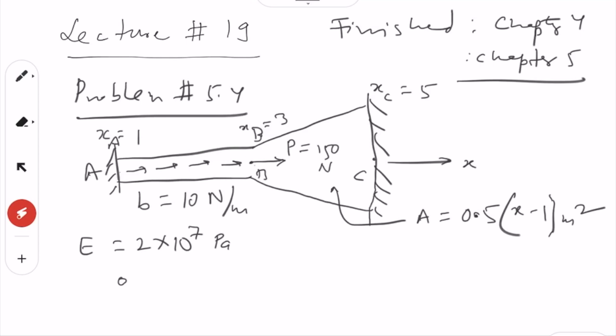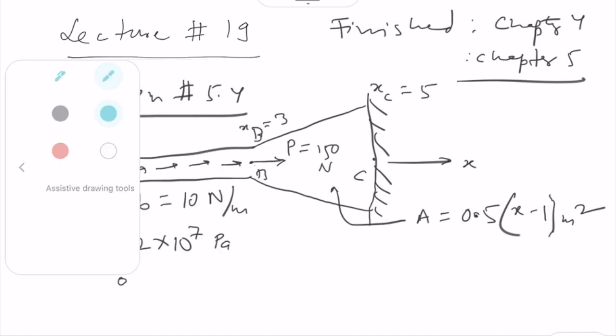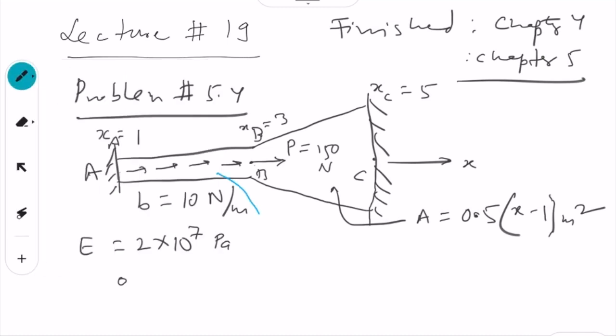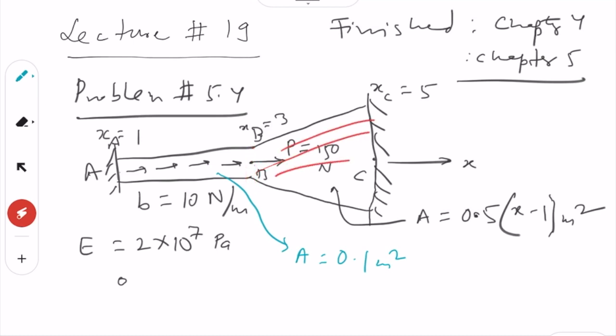Also, the area in this region is given as A equal to 0.1 meter square, which is constant. However, the area in this region is given as 0.5 times (x minus 1), so it varies from these values till there.